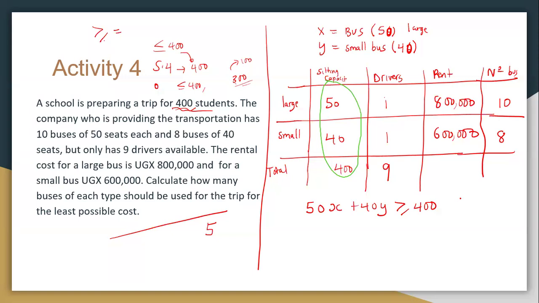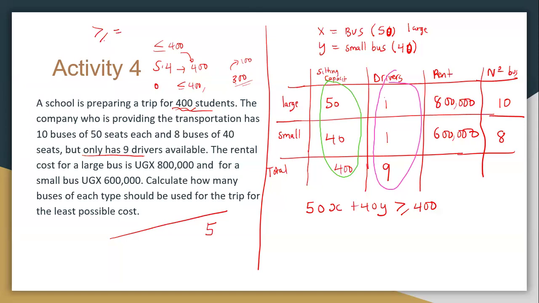So this is going to be our first equation. If you summarize your data, you're going to find things coming out. Now I go to the drivers. The number of drivers for the large buses plus the number of drivers for the small buses is only 9 available. Members, which inequality are we going to use? The number of drivers available is 9. This question requires understanding. If the number we have is 9 drivers, which inequality are we using? Put it in the chat.